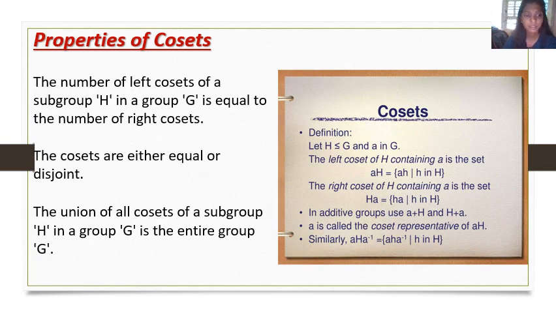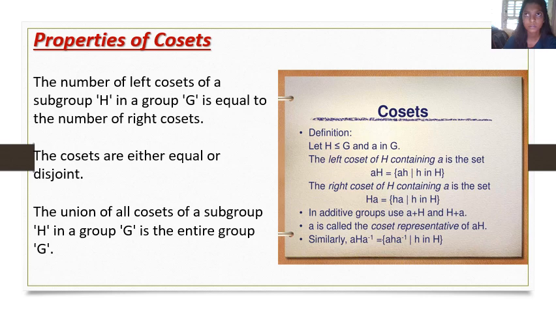Next is the properties of a coset. The number of left cosets of a subgroup H in a group G is equal to the number of right cosets. The cosets are either equal or disjoint. The union of all cosets of a subgroup H in a group G is the entire group G.